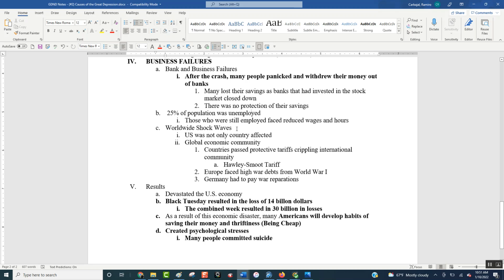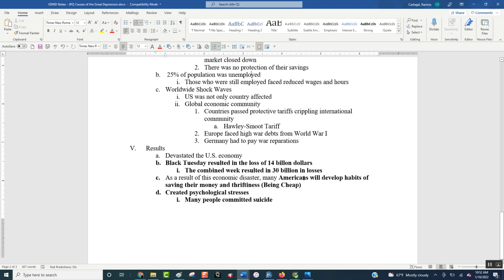And it wasn't just us. The world went with us. Our economy is like roots that go all over the world. Our economy is connected to other economies around the world. So when our economy went down the drain, we took them with us. This was a global economic disaster. Europe, Asia, all of them, they went into the Great Depression as well. This is not an American thing only.